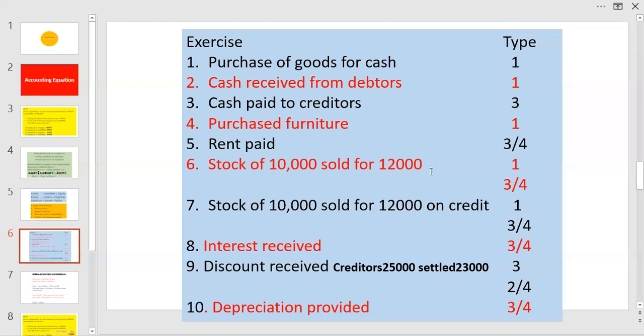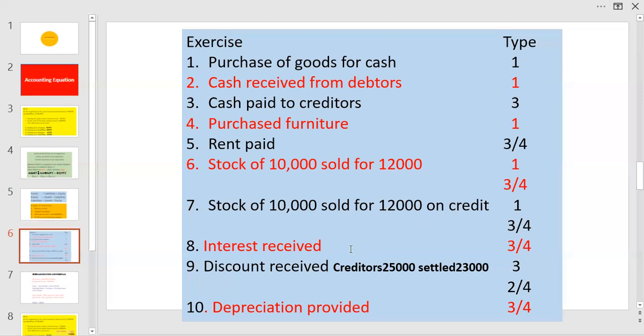Stock of 10,000 sold for 12,000. Two things have taken place. Stock has come down by 10,000. Cash has gone up by 10,000 plus another 2,000. Why? The 2,000 is the profit. Profit belongs to the equity, therefore it will get added to equity. Seventh one is similar. An asset, stock comes down by 10,000. Another asset, debtors, goes up by 10,000 and a further 2,000. That being profit, profit belongs to equity, therefore this will get added to equity.